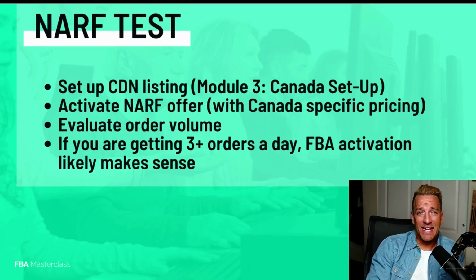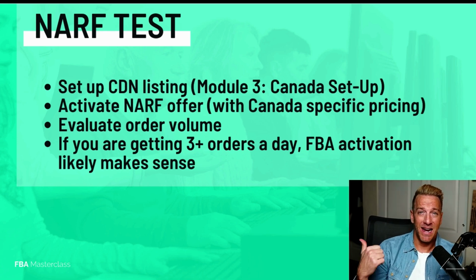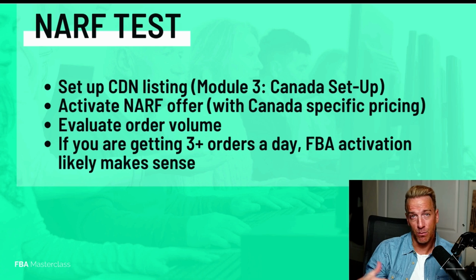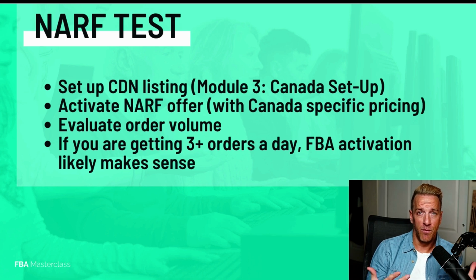And then one of the easiest ways to really test demand without doing a whole lot of investment is basically to activate the NARF, or North American Remote Fulfillment Program. We do this by setting up a Canadian listing first, which we're going to get into all the details of in Module 3, Canada Setup. We then activate NARF or see if it's activated already. Again, we're going to get into videos on this. And then we basically turn that on and start to see what kind of sales we get from that remote fulfillment program, where people are basically buying the product from a Canadian listing and Amazon is shipping it from our US batch of inventory.